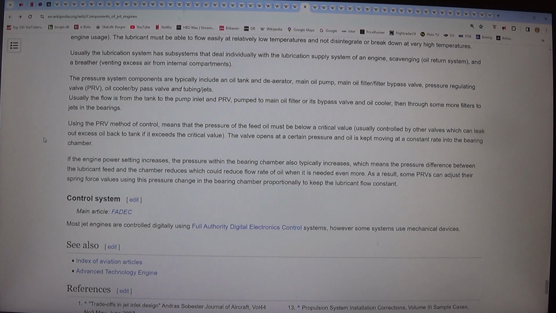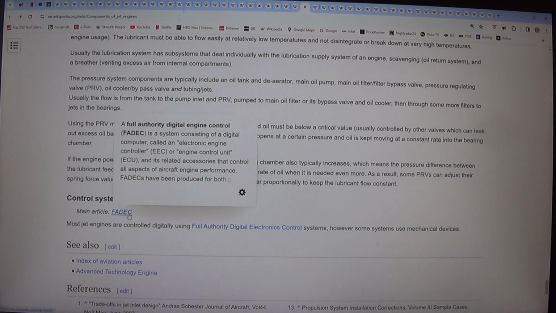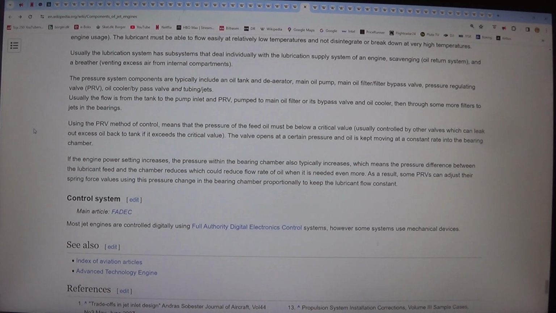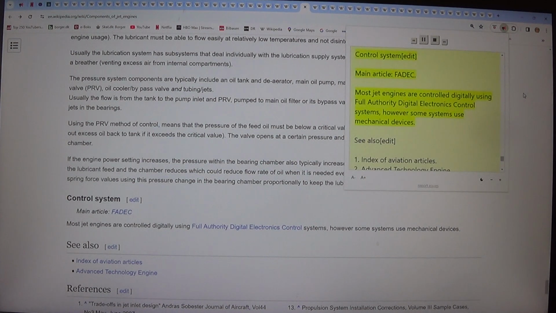Control system. Main article, FADEC. Most jet engines are controlled digitally using full authority digital electronics control systems, however some systems use mechanical devices.